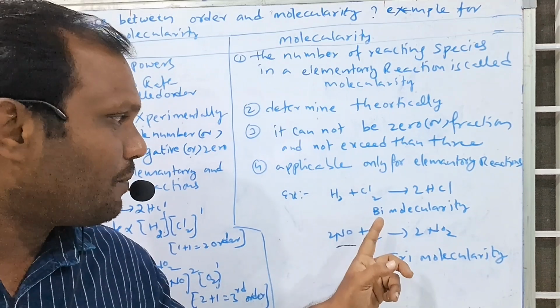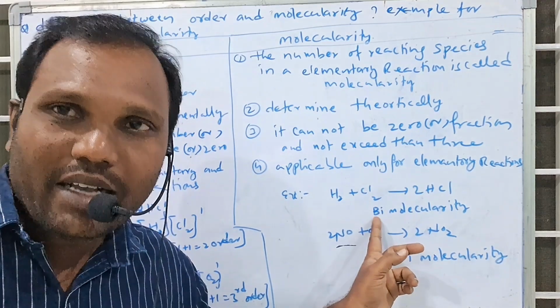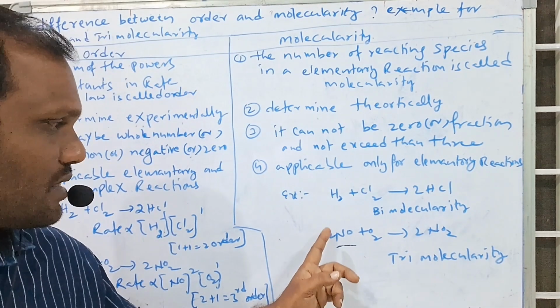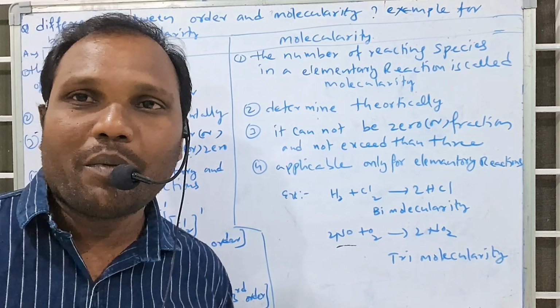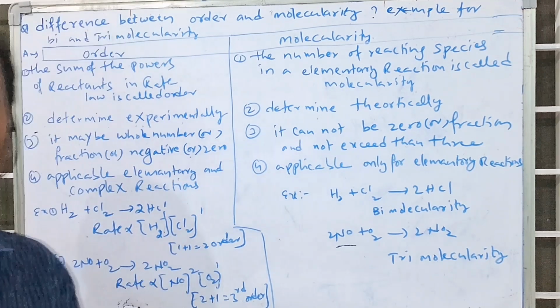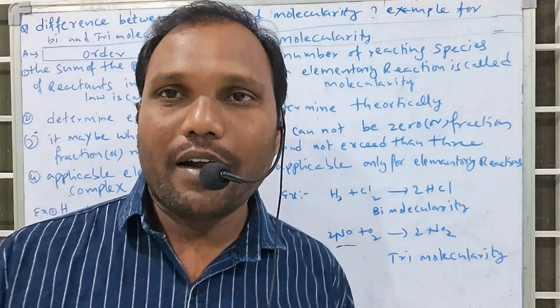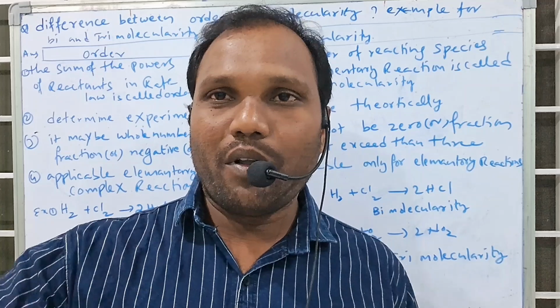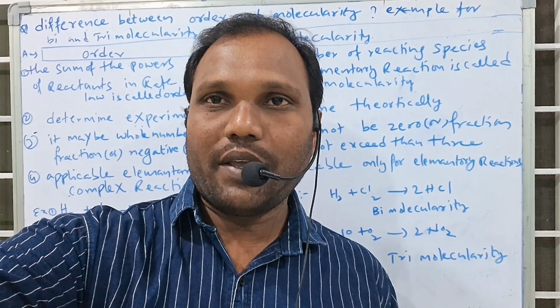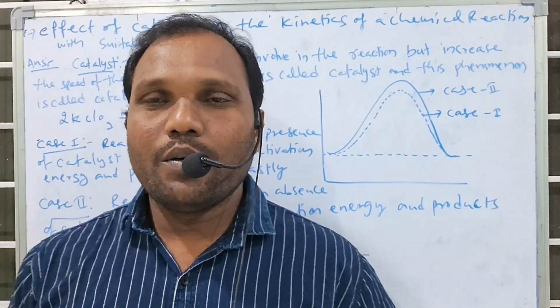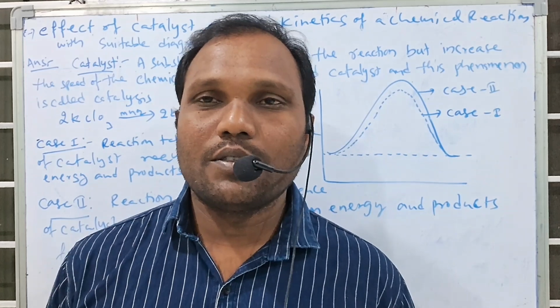For the same reactions without the rate law: 1 plus 1 is a bimolecular reaction, and the number of reactants 2 plus 1 is 3, a trimolecular reaction. So this is about the differences between order and molecularity, and examples of bimolecular and trimolecular reactions. Thank you.